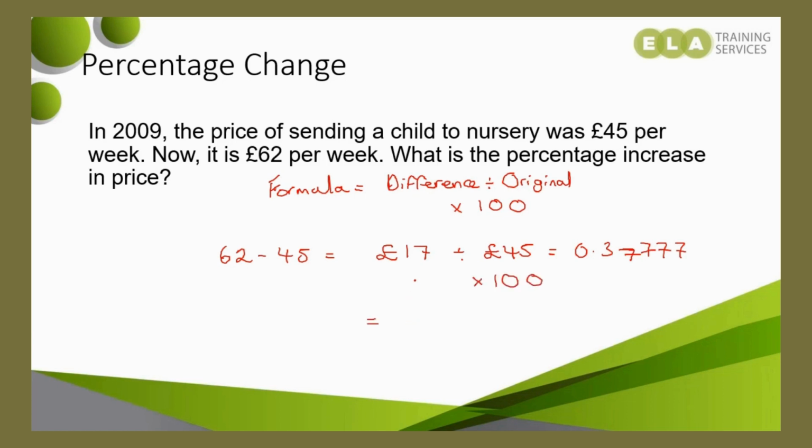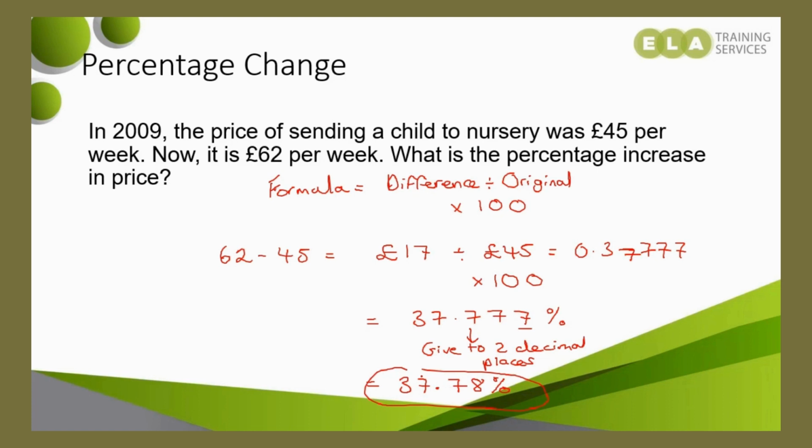So then that becomes 37.777%. We always like to give to two decimal places. And remember, because that third number is a 7, the one before would round up. So our answer is 37.78%. That's how much it has changed.